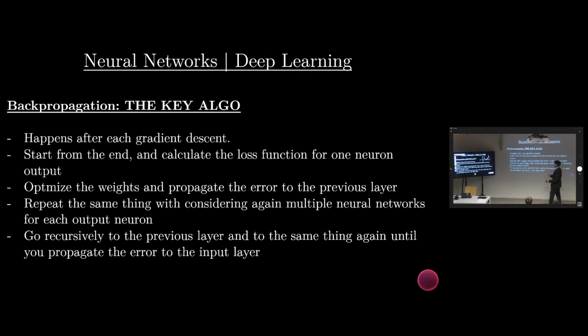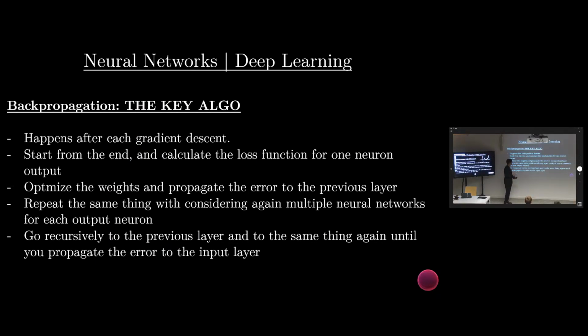So it happens after each gradient descent. You start from the end and calculate the loss function for our one neuron output. Then optimize the weights and propagate the error to the previous layers. Repeat the same thing, considering again multiple neural networks for each output neuron. Go recursively to the previous layer and the same thing again and again until you propagate the error to the input layer.